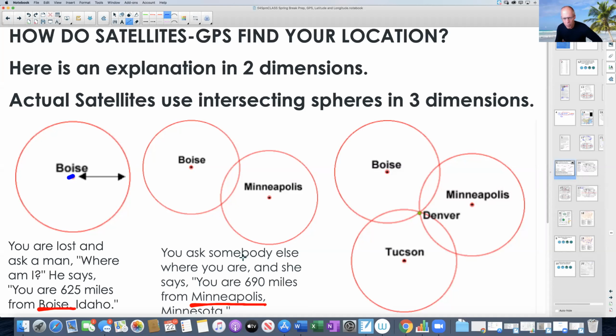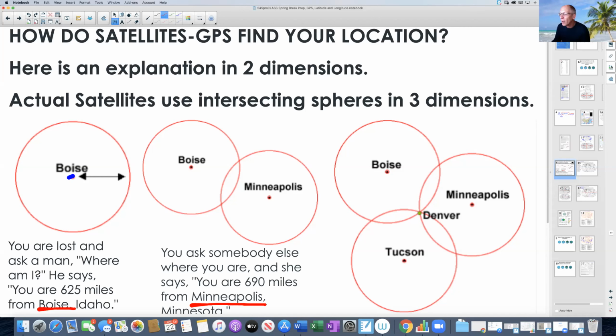I say to a woman that I meet in the same area, hey, I'm lost. Can you tell me where I am? And she says, you are 690 miles from Minneapolis. And I go, oh my God, here we go again. But then, why am I happy now? Why am I happy that I've talked to my second satellite, Caroline? Maybe because you understand it now. Haven't I lowered my choices from an infinite number of choices to fewer?